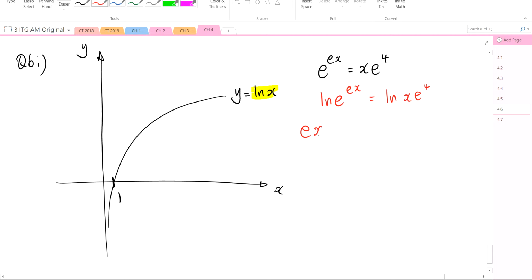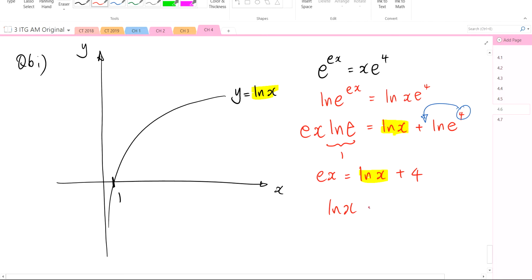Here we have ex ln e, which I know will give me 1, equals ln x plus ln e to the power 4. Now I see my ln x appearing already. Continue to simplify. Ex equals ln x plus 4, because the power is brought down. Over here, ln e is just 1, so I get 4 times 1. Continue to make ln x the subject. Ln x equals ex minus 4.